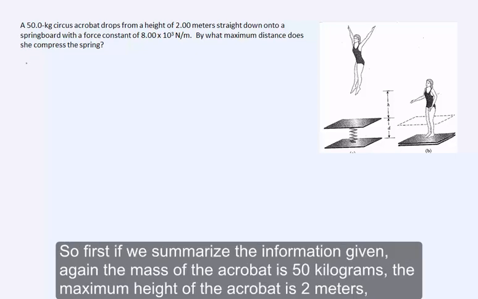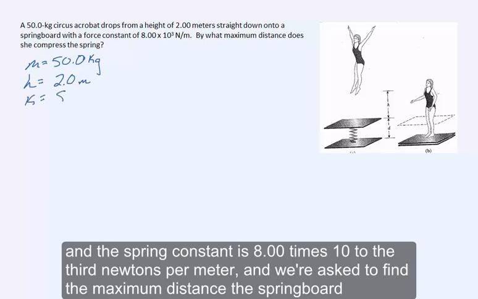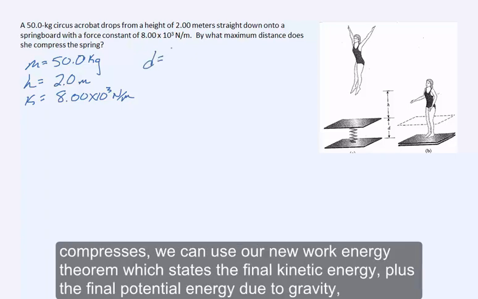So first, if we summarize the information given, we're given the mass of the acrobat is 50 kilograms, the maximum height of the acrobat is 2 meters, and the spring constant is 8.00 times 10 to the third newtons per meter. And we're asked to find the maximum distance the springboard compresses.